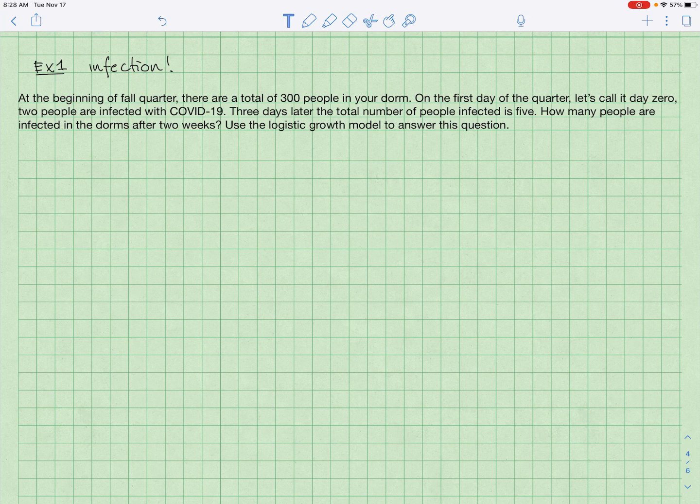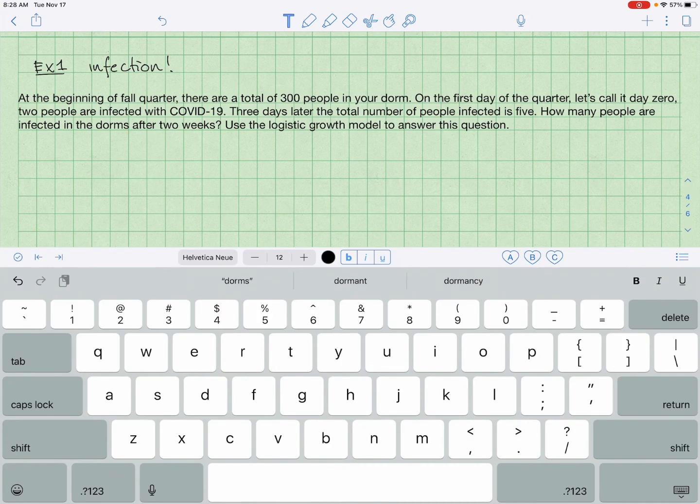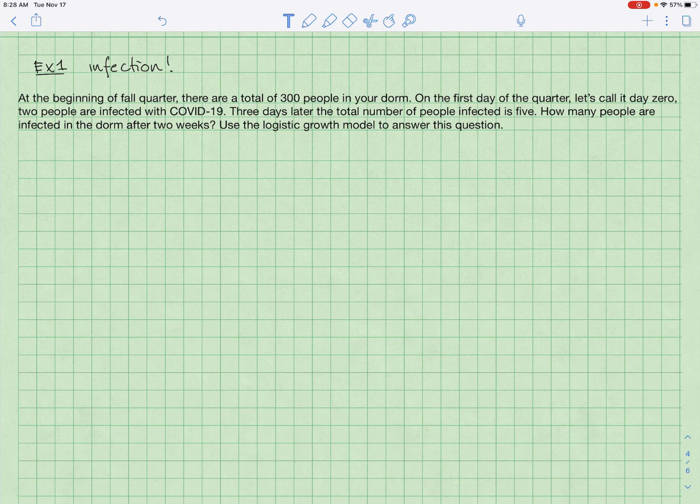Not dorms, in the dorm. In the dorm after 2 weeks. Use the logistic growth model to answer this question. Okay, so first of all, let's start with that last sentence. Use the logistic growth model to answer this question.